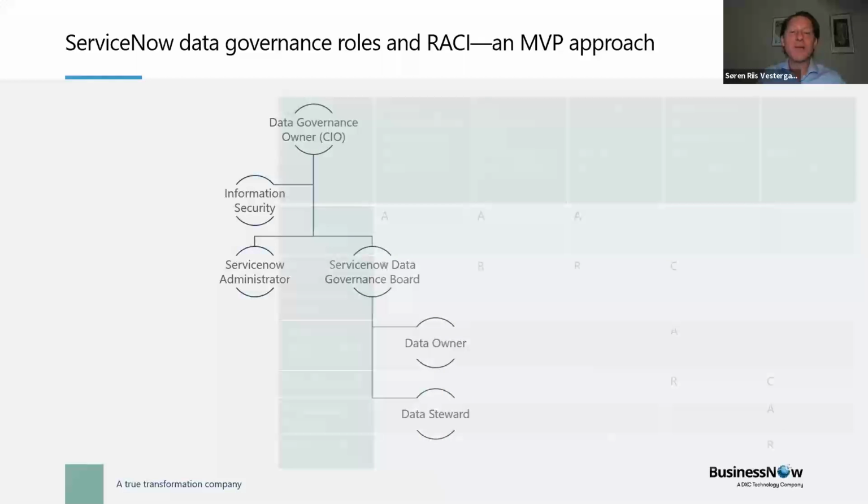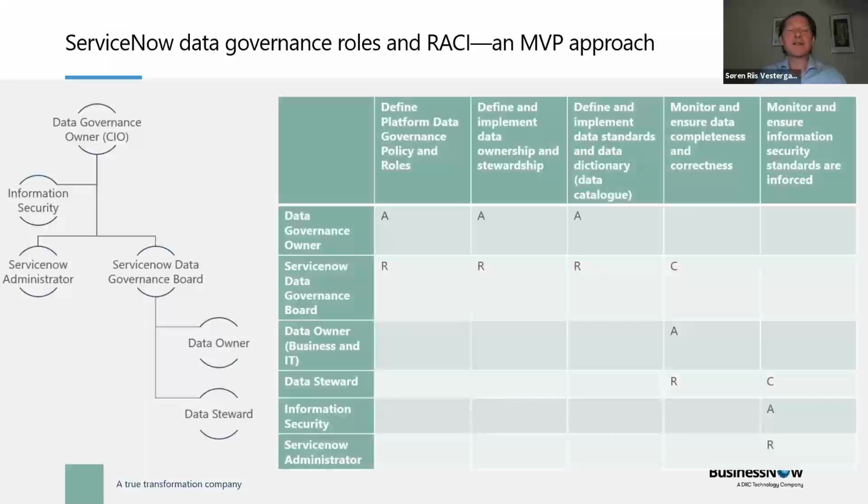Okay, so moving on. Some of the activities within this data governance organization could be mapped out in a RACI chart. I'm not going to go through this in detail, but on the top row, somebody should define platform data governance policy roles, implement data ownership and stewardship, define and implement data standards, and perhaps a shared common data dictionary or data catalog.